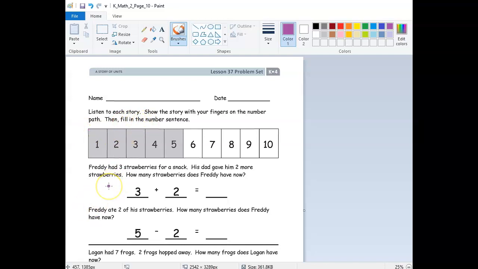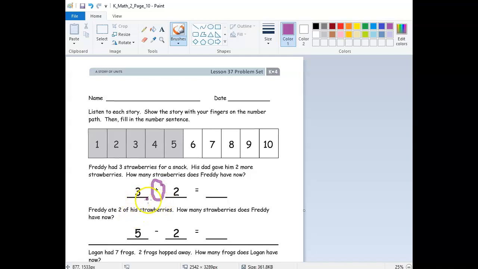So we're on the first problem. It says, Freddie had 3 strawberries for a snack. His dad gave him 2 more strawberries. How many strawberries does Freddie have now? So before we get started, we're going to circle the sign so that we know what kind of problem we're working. What sign is this? Yes, it's a plus sign.